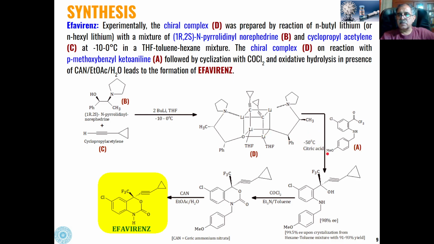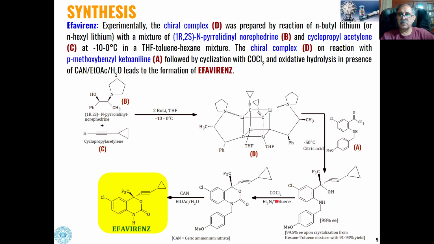And this chiral complex, when reacted with para-methoxybenzyl ketoaniline, which was synthesized in the first step, at -50 degrees centigrade in the presence of citric acid, then this type of propyl alcohol derivative is formed.